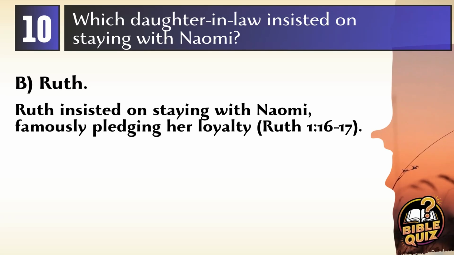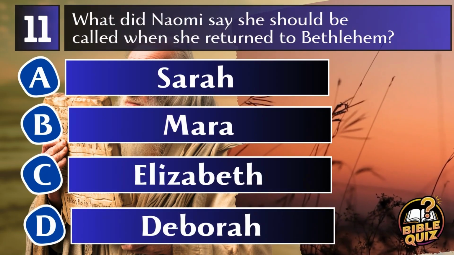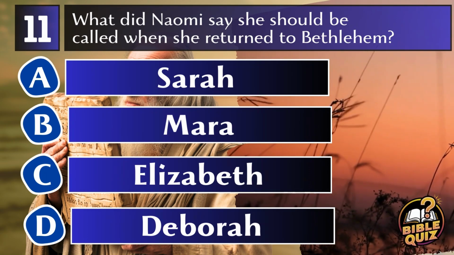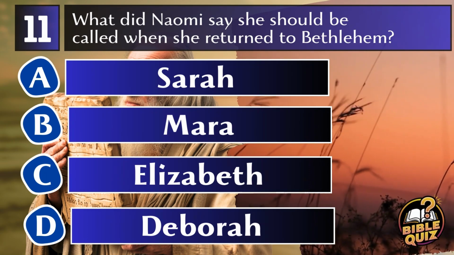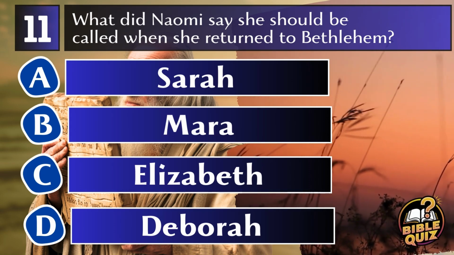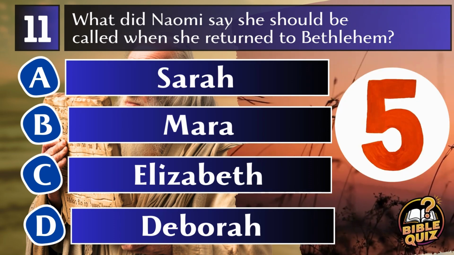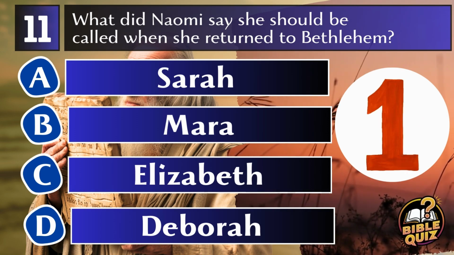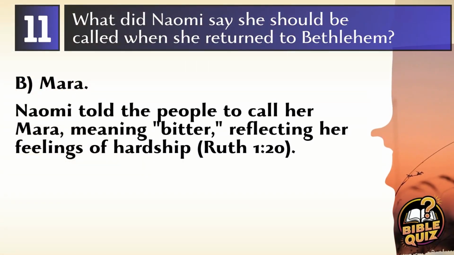Ruth 1:16-17. Question 11. What did Naomi say she should be called when she returned to Bethlehem because she felt the Lord had dealt bitterly with her? A. Sarah. B. Mara. C. Elizabeth. D. Deborah. Answer: B. Mara. Naomi told the people to call her Mara, meaning bitter, reflecting her feelings about the harshness of her life after losing her husband and sons.